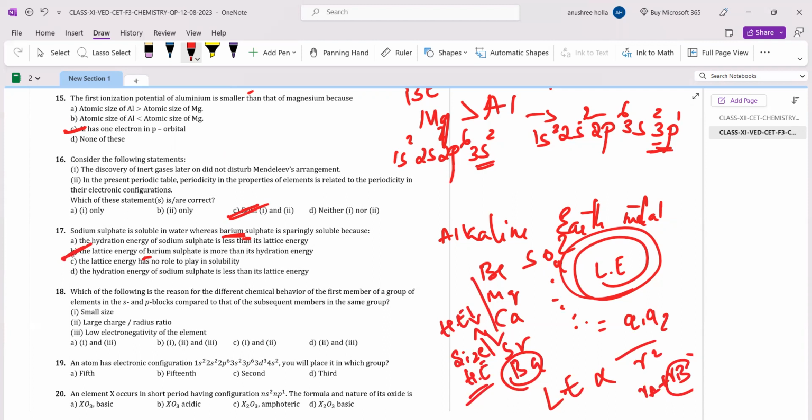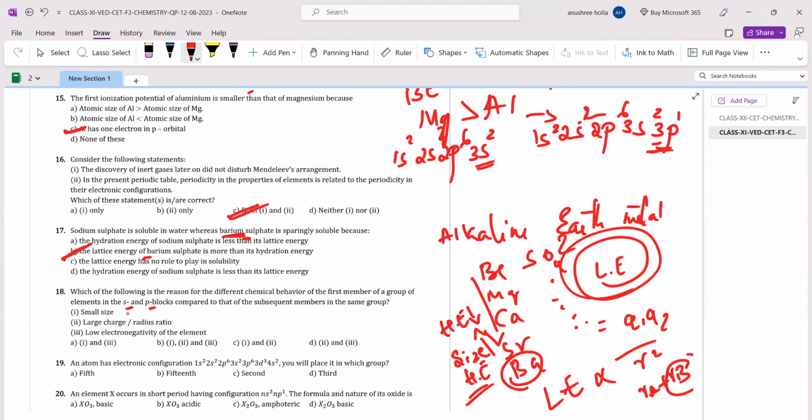Your answer should be option B. Okay. Coming to question number 18. Which of the following is the reason for the different chemical behavior for the first member of a group of the elements in S and P block? So this is nothing but your anomalous properties. They're asking the reason for your anomalous properties.